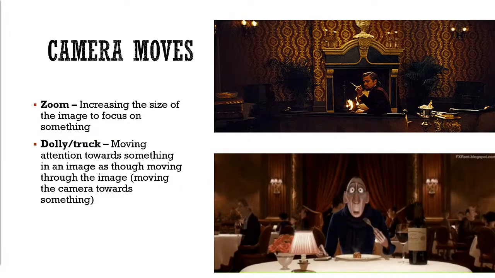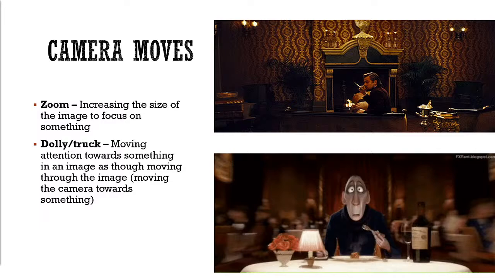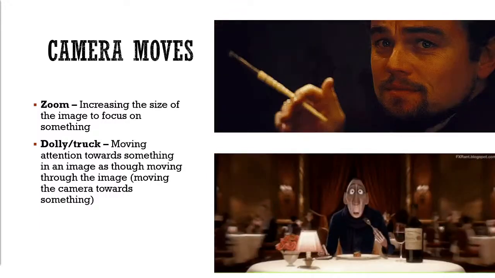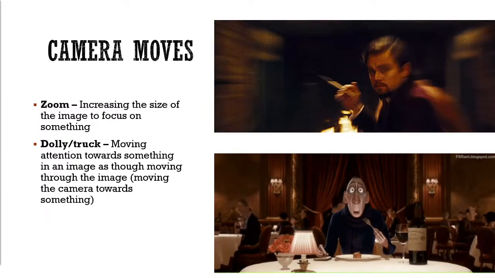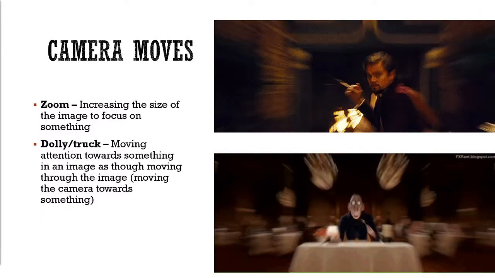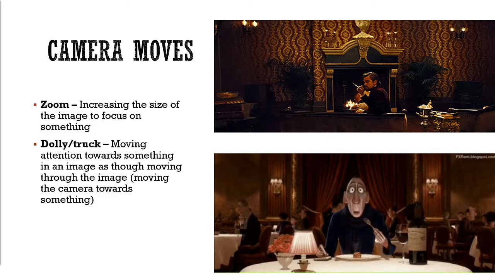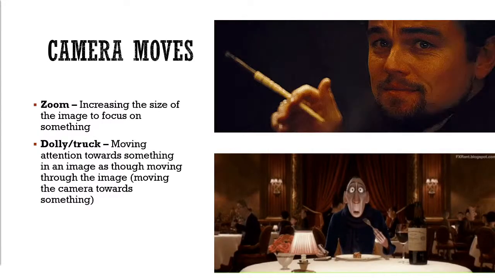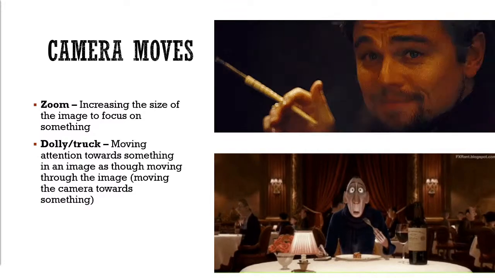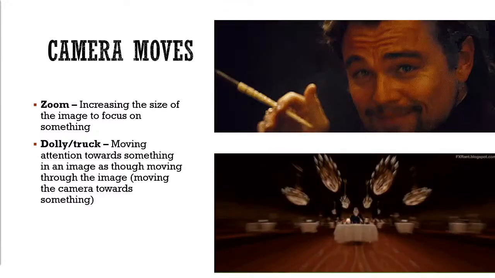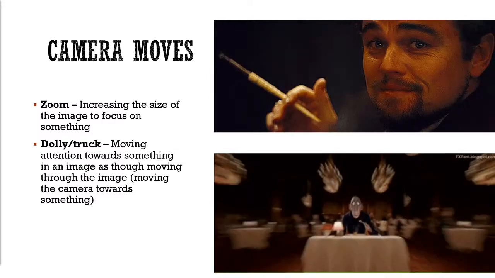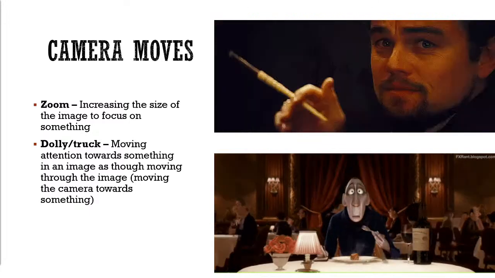So real quick, let's talk about different camera movements, and then after that we can do questions. So camera moves include zoom, which is increasing the size of an image to focus on something. So zoom is the equivalent of, if you're holding a camera, you twist the lens such that it zooms in on the thing. Dollying or trucking, I've heard it called both, and if I'm getting that wrong, I apologize, but in my experience, I've heard it called either or.